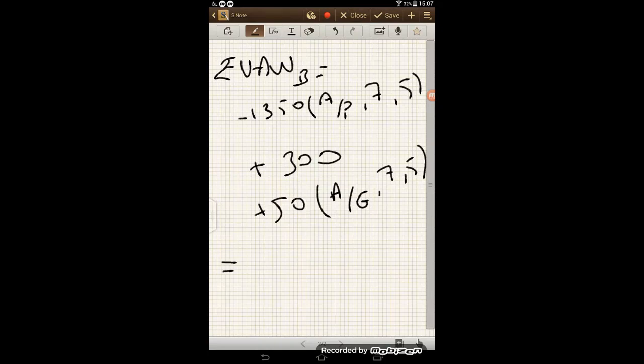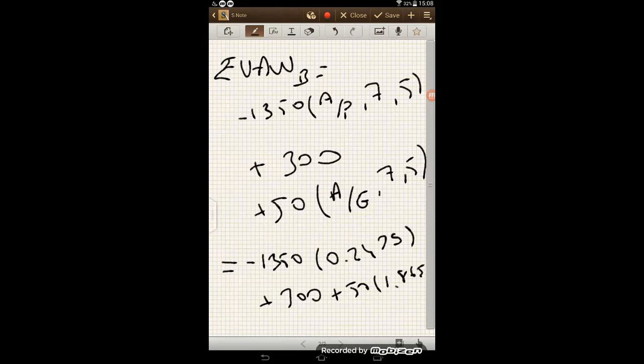So let's make all these table terms disappear. So minus 1350 multiplied by A over P, 7%, for 5 years is A over P 0.2439 again, 0.2439 plus 300 plus 50 multiplied by A over G for 5 years, 1.865. Okay. So at the end, when we calculate it, this is gonna bring us $64.0.